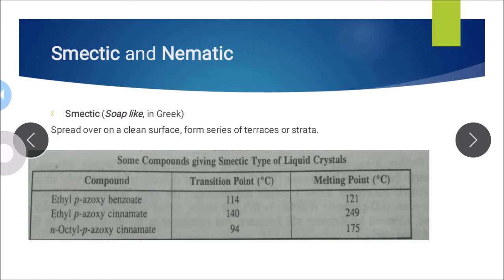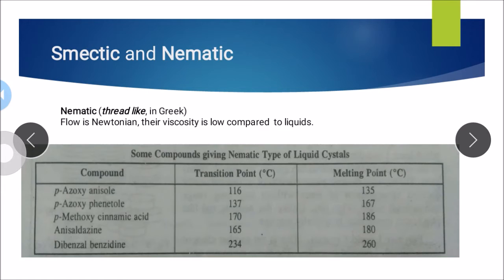Their transition temperatures and melting temperatures are tabulated here. Ethyl p-azoxybenzoate has 114 degrees Celsius as its transition point and 121 as its melting temperature. Likewise, all the other materials have different transition points and melting temperatures.